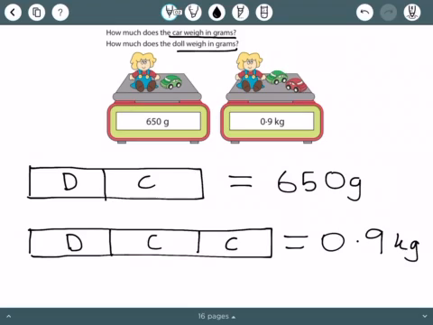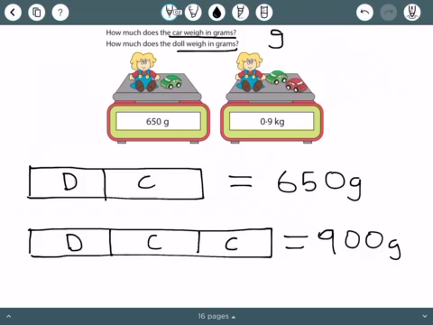Now the first thing that I would want to do here is make it so that both units of measure are the same. As the question asks us to measure it in grams, I'm going to convert that 0.9 kilograms into grams. There's 1,000 grams in a kilogram, so 9/10 of 1 kilogram will be 900 grams. So we know that a doll plus two cars is 900 grams.